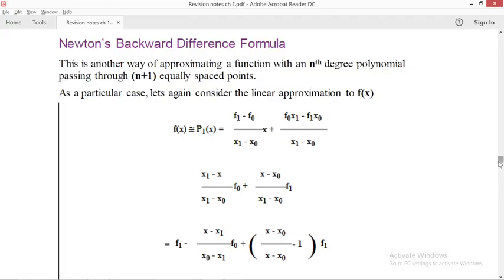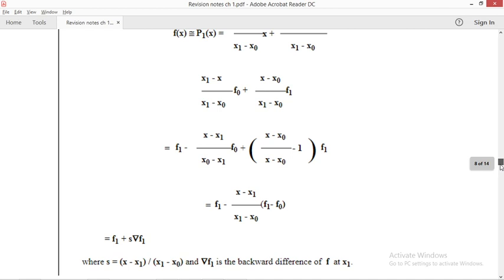Alright, let's continue with Newton's backward difference formula. Now this is another way of approximating a function with an nth degree polynomial passing through n plus 1 equally spaced points. Please remember, even Newton's backward difference formula is used for equally spaced points. Now this is the formula for Newton's backward difference. Make sure you go through this.